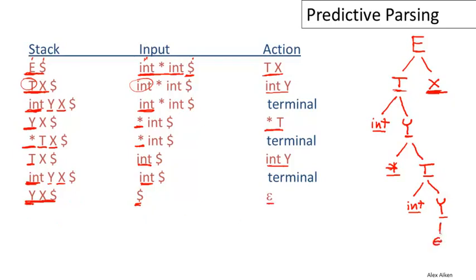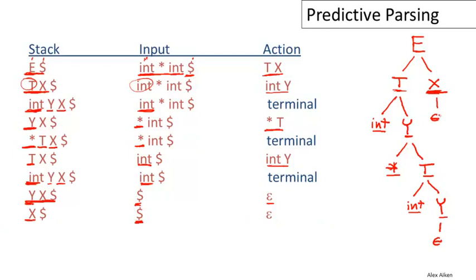So Y goes to epsilon, that means Y just gets popped off the stack. Epsilon gets pushed on the stack. Epsilon is the empty string, so nothing gets pushed on the stack. And now we're down to X. And in the situation where X is the next non-terminal and $ is our next symbol, we're at the end of the input, then the table also says to use the production X goes to epsilon.